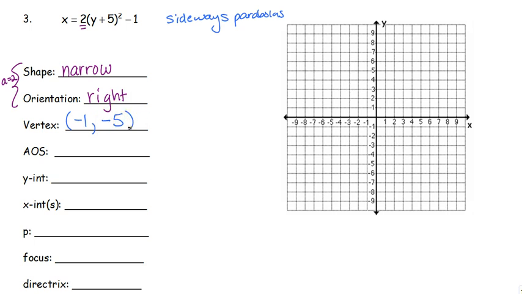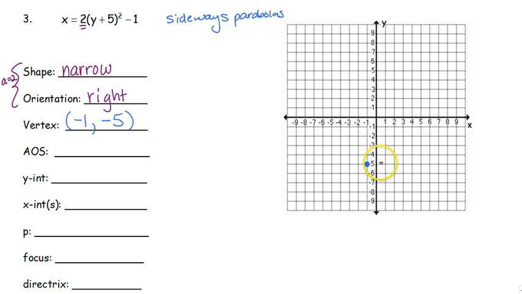No matter if it's sideways, up, or down, coordinates of points are always x comma y. So you've got to look in the equation and find out where's the x, where's the y. So we have our vertex at -1, -5.